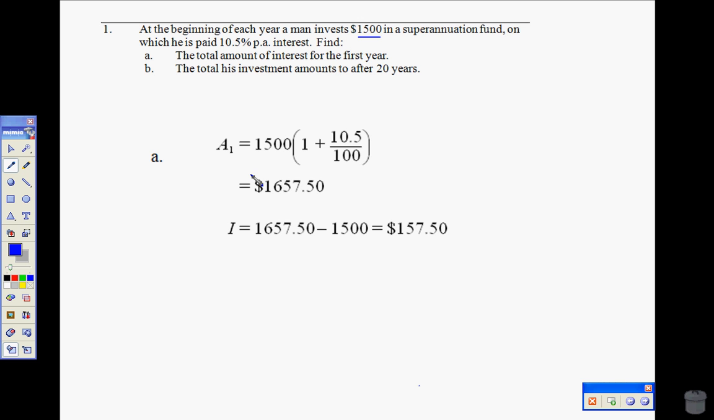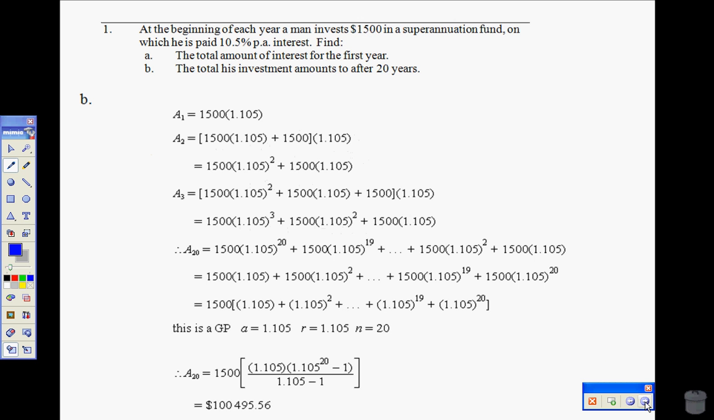So we have to use compound interest because it's compounded for the first year. So 1,500 times (1 plus 10.5 over 100), because that's your percentage. It's only the 1 year, so it's the power of 1, so one term. That gives us $1,657.50. We subtract the 1,500 there, and that's how much interest he's going to earn on 10.5% interest for the first year.